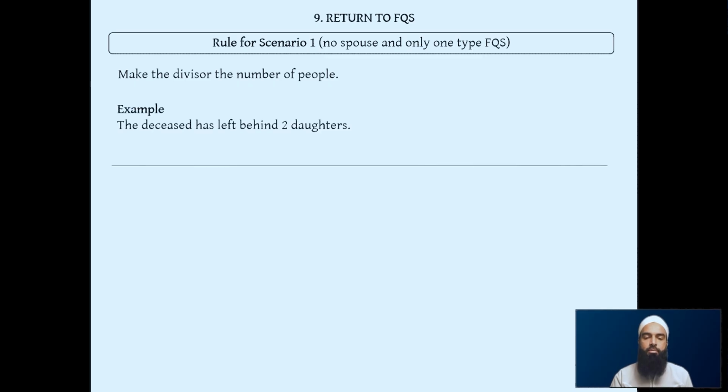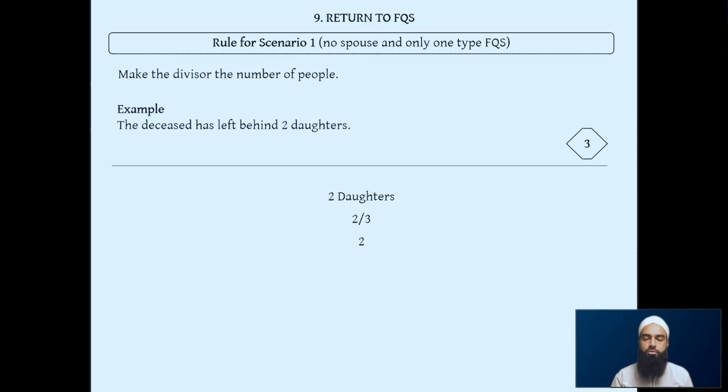So let's do an example. The deceased has left behind 2 daughters. Only 2 daughters, there's no other heir. So what do we do? We give the daughters their share. There's 2 of them, so they get 2/3. We would make the divisor from the denominator. There's only 1 fraction, so we make it out of 3. And we see that 2/3 of 3 is 2. It's fairly obvious. I'm sure everyone gets it.